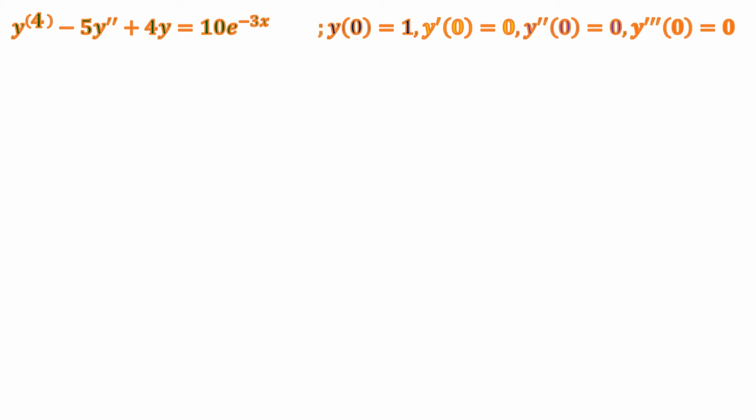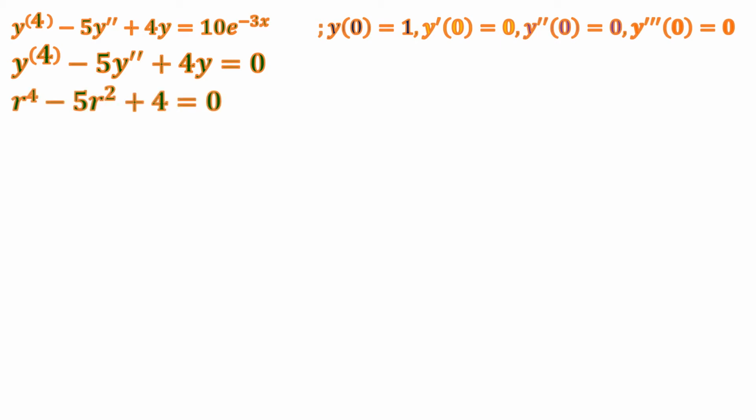So complementary solution, because this is a non-homogeneous differential equation. So we're gonna have the YC and the YP. So let's assume that it is homogeneous. Let's remove the 10e to the negative 3x. Let's make it 0. And then we'll have the auxiliary equation: r to the fourth minus 5r squared plus 4 equals 0. So let's find the roots of this.